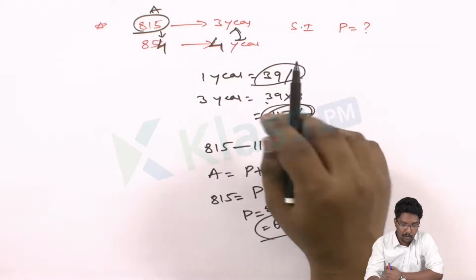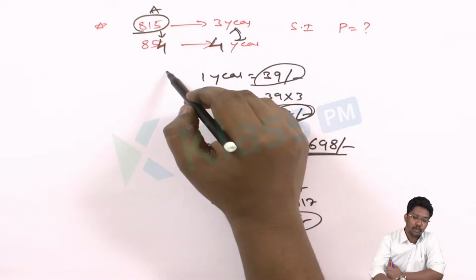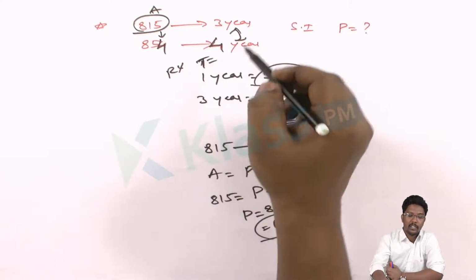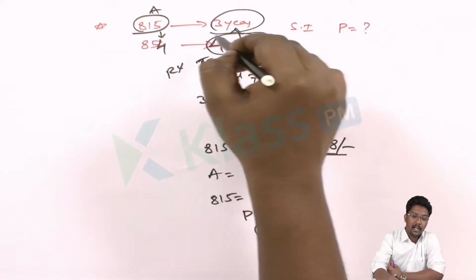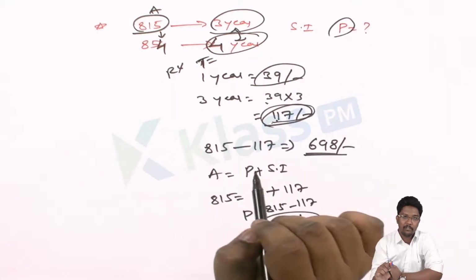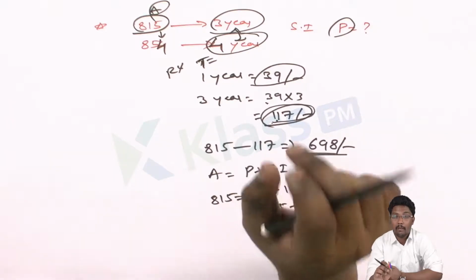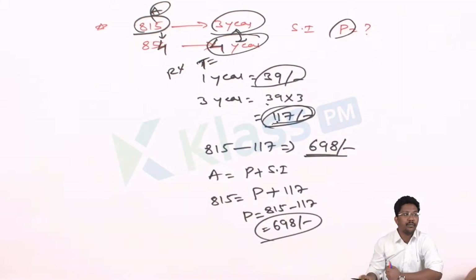So, don't bother about this type of problem, because I don't know the rate of interest. I don't know the time period correctly, because here he is mentioning the time period and he is not mentioning only the principal value. He is mentioning the total amount. Please consider this is the total amount for 3 years and this is for 4 years.